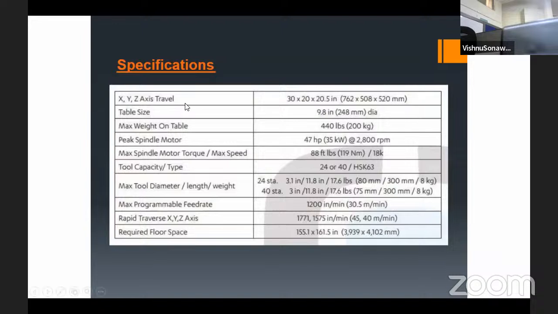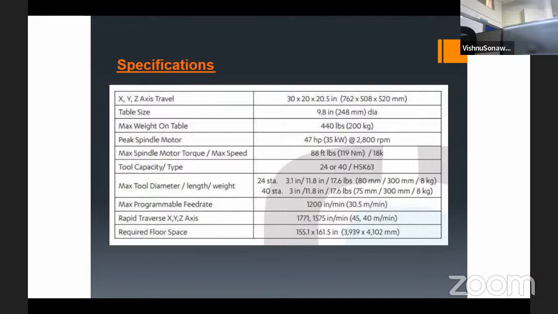Here are the specifications for this machining center: the table size, the maximum weight on the table, the speed, spindle motor, screw capacity, maximum tool diameter, maximum programmable feed rate, rapid drive for the X, Y, and Z axes, and the required floor space.